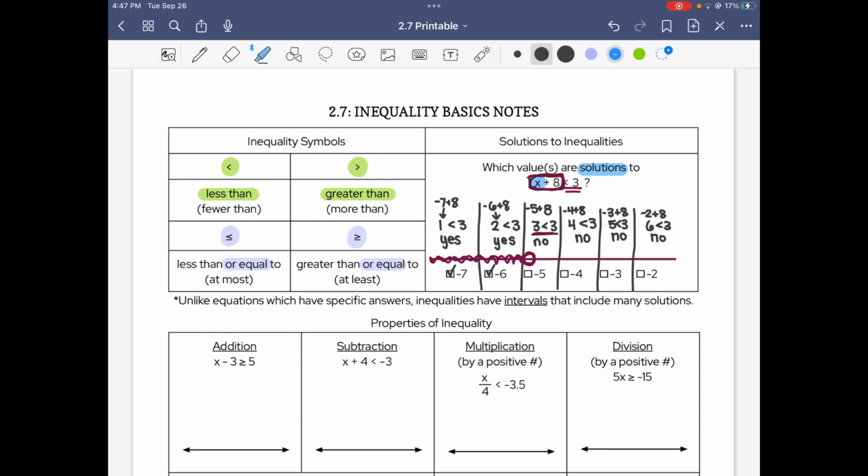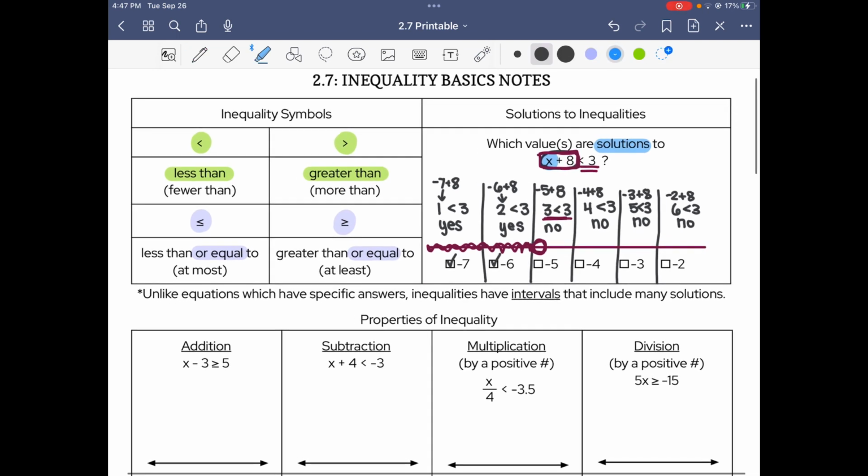So one of the biggest differences between equations and inequalities, other than the fact that they use different signs, is that they have intervals as their answers, which include many solutions. There are a million numbers less than -5. I could have picked -7, -8, -9, -10, -1 million, -1,000,005, -1,010, any number less than -5. So you're not just going to have one answer anymore, you're going to have a lot of answers. And that's one of the biggest differences between an equation and an inequality.